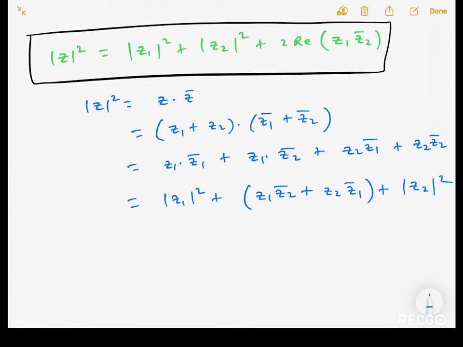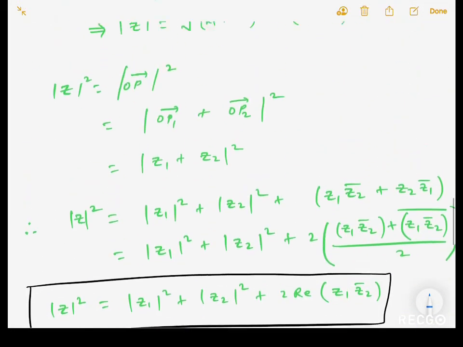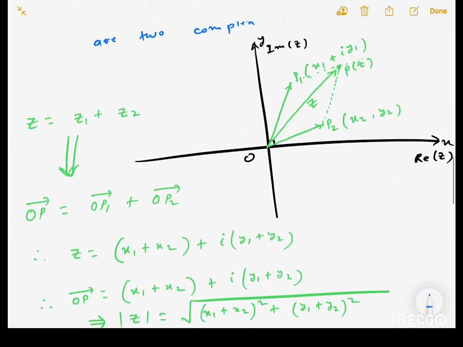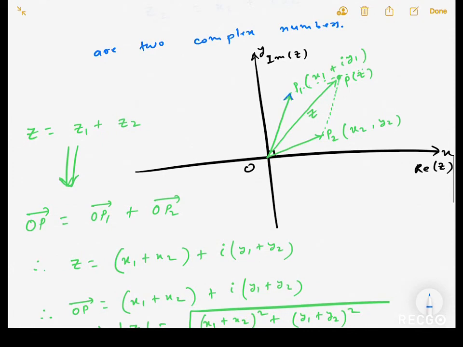So mod z square, as I said, also written in green color, you can see mod z square equals, and here you can see that this vector is the op1 vector and this vector is the op2 vector. Now let's say the angle between the two vectors, op1 vector and op2 vector, as you can clearly see on your screen, is theta. So it is now the angle between two vectors.